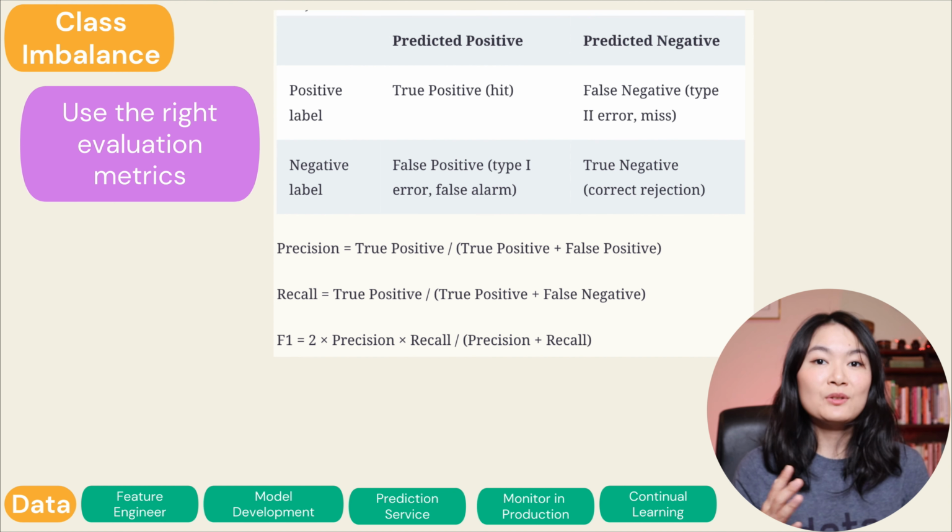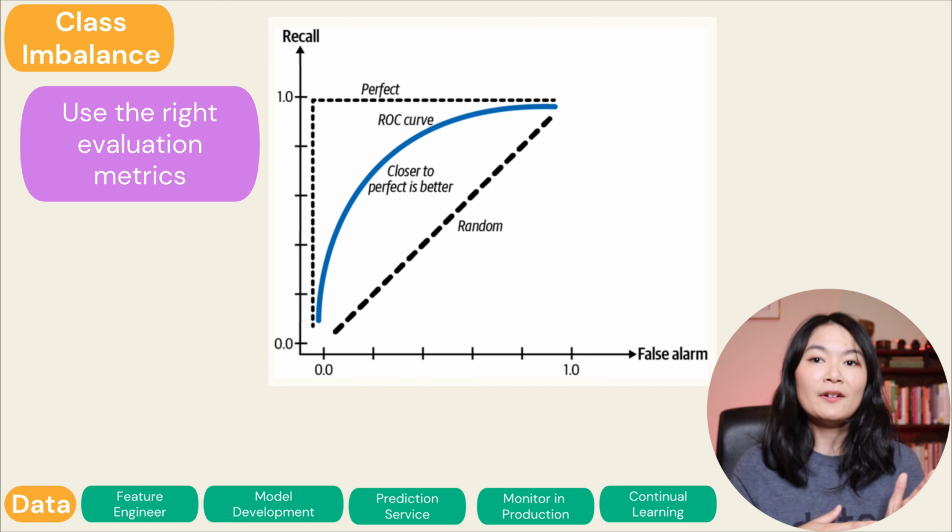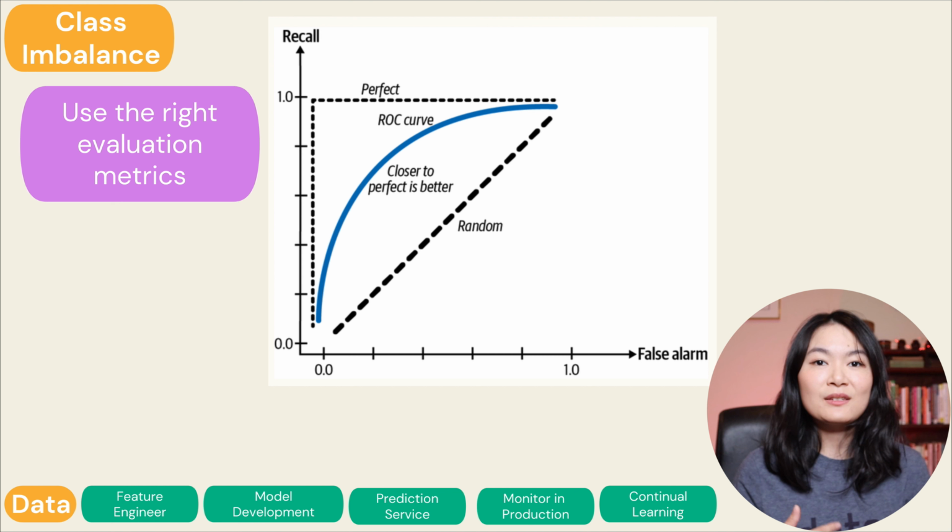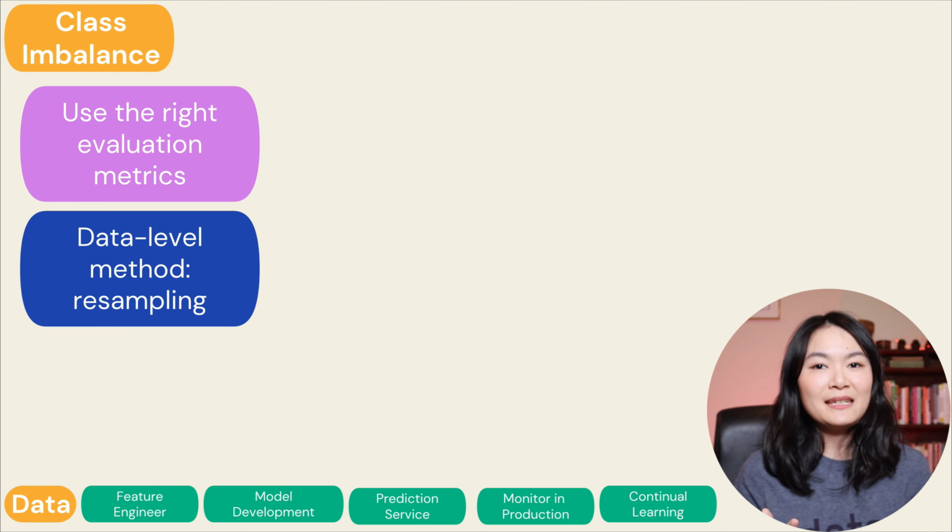We can plot the true positive rate against the false positive rate for different thresholds. This plot is known as the ROC curve. We want the ROC curve to be closer to the perfect line and the area under the curve, AUC, to be large. We can also use a data-level method like resampling.